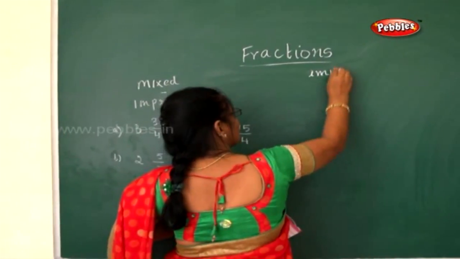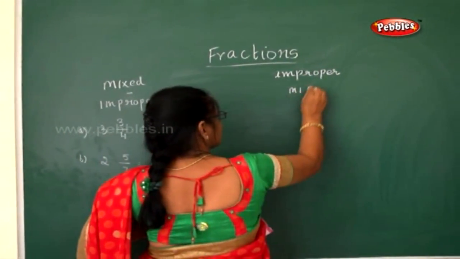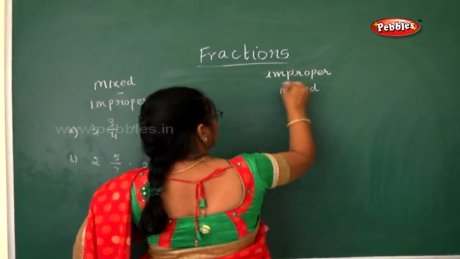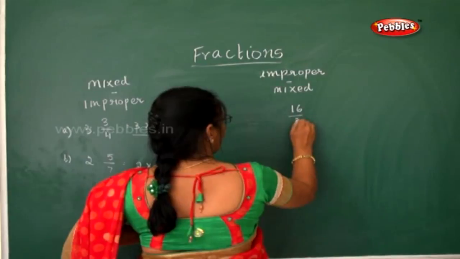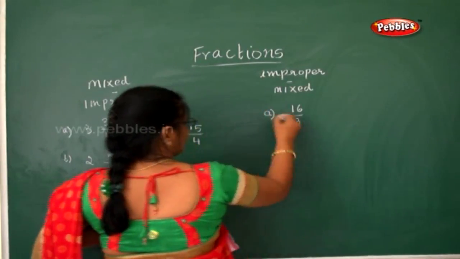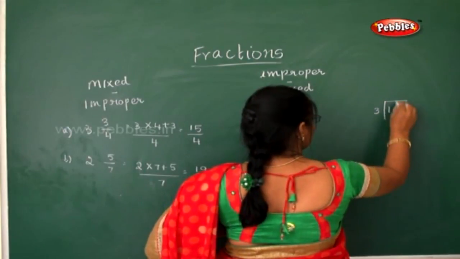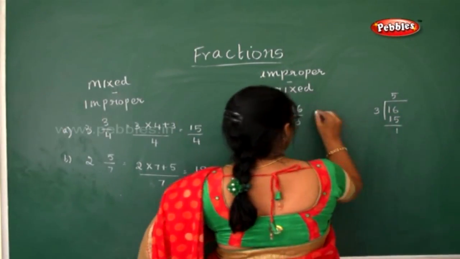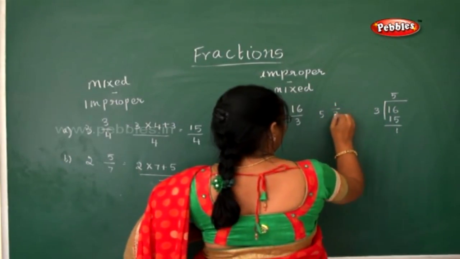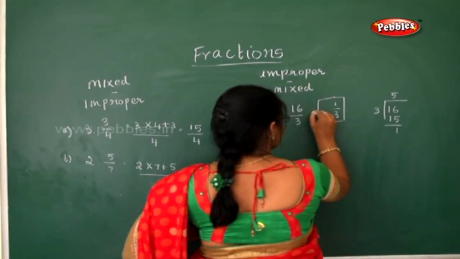Now the next sum is improper fraction into mixed fraction. Improper to mixed. The next sum is 16 by 3. Now how will you do this? What you have to do is divide 16 by 3. 3 5s are 15. So you will have remainder 1. So you will have 5 1 by 3. 5 1 by 3 is the answer.